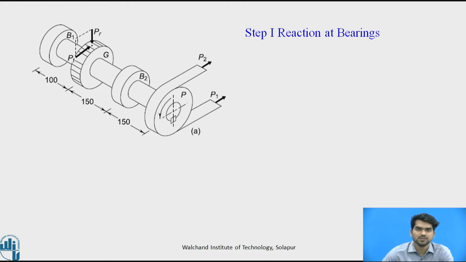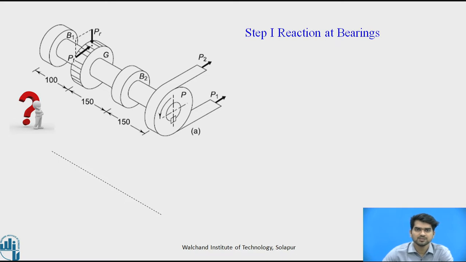Now in step number 1, we have to find out the reactions at the bearings. As the load is acting on the gear as well as on the pulley, we have to find out the reactive forces at the bearings. You can think about why it is necessary to find out the reactions of the bearing. You can pause the video and think about this.